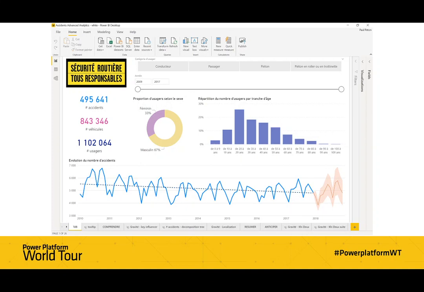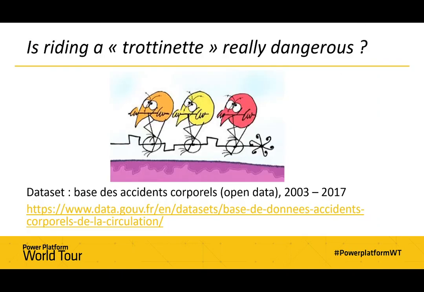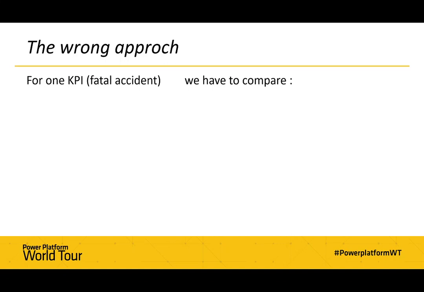We want to explain why some accidents are fatal, why people died when they are walking on the road, when they take their car. But maybe here we are talking about trottinette, scooter, you can say scooter, I think. What's the wrong approach, before the approach I want to share with you? We have one KPI, it's a target feature, okay? It's how many fatal accidents, and we want to explain this number of accidents.